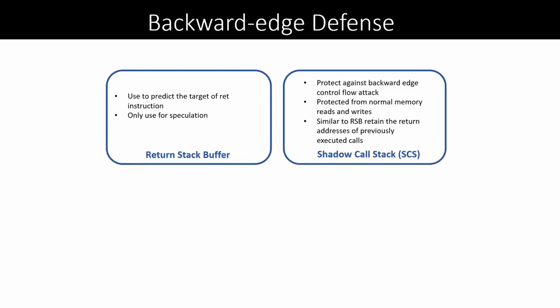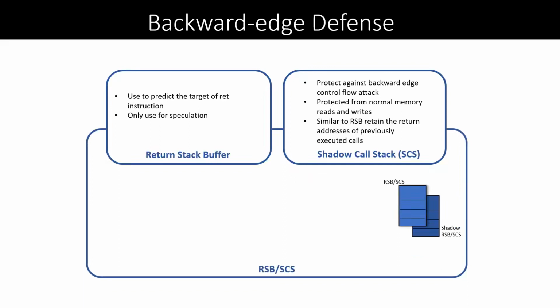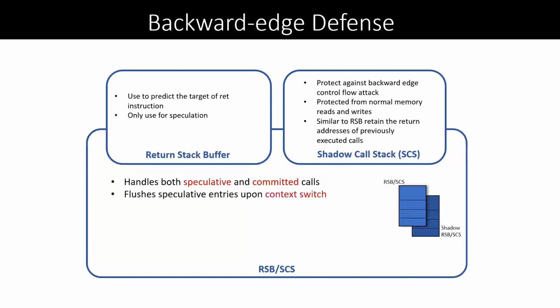Similar to the RSB, the SCS is used to keep the return addresses of the previously executed calls. With SPECCFI, we aim to defend against both Spectre RSB and normal backward control flow attacks. What we do is combine the traditional RSB and SCS into a unified structure, acting as both of them. Conceptually, the RSB in our design can be viewed as an in-processor cache for the in-memory SCS. Note that this is different from other SCS implementations that retain the RSB separately.